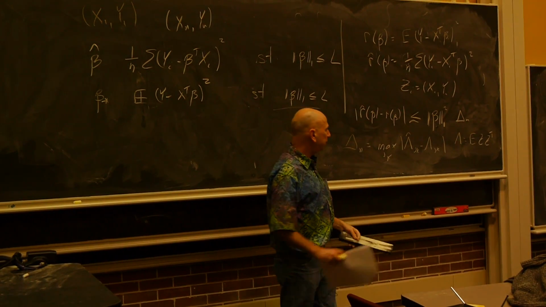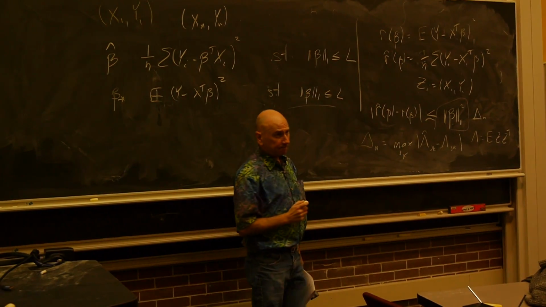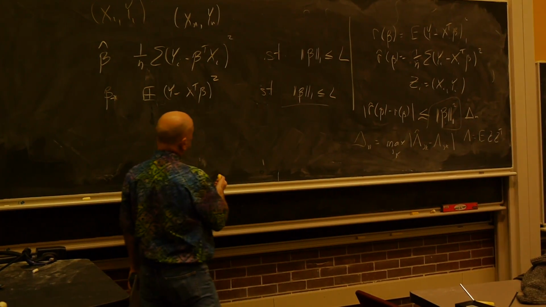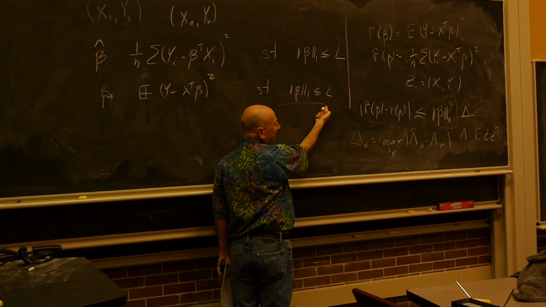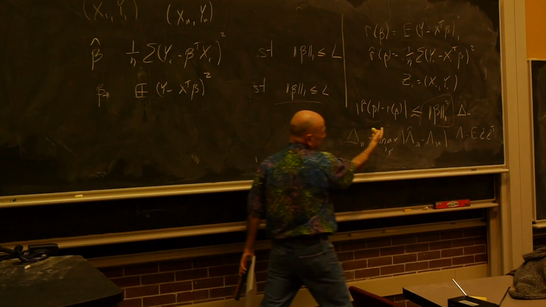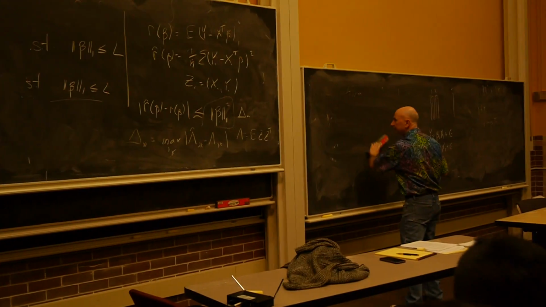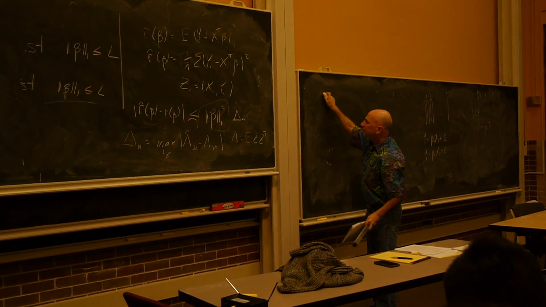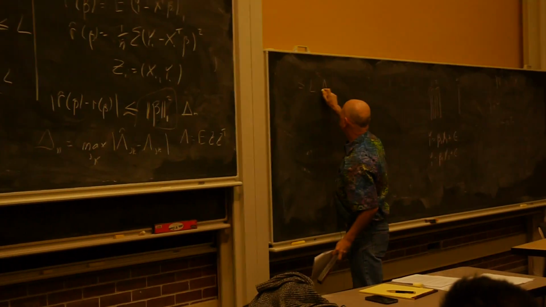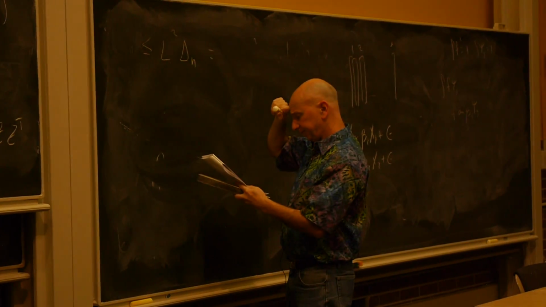That's what we did. The only thing is I threw this away last time. I called this a constant. But now we've got to keep track of it, but that's easy. We're just doing a restricted minimization over the set. So everything's being restricted to this set. So this is less than or equal to L squared delta n.